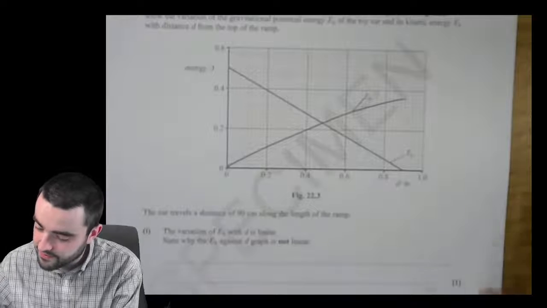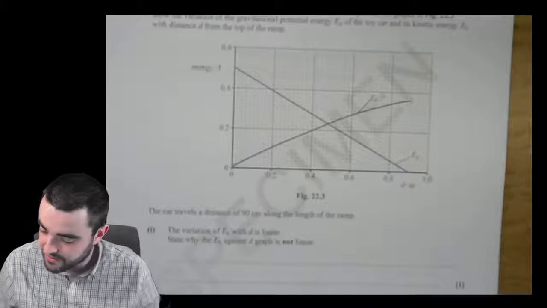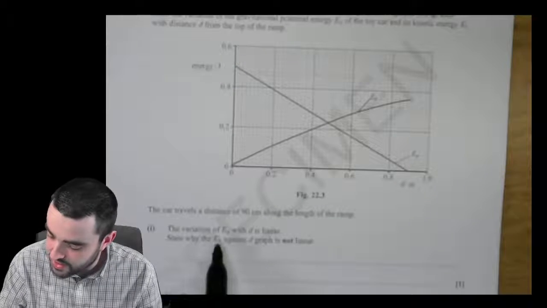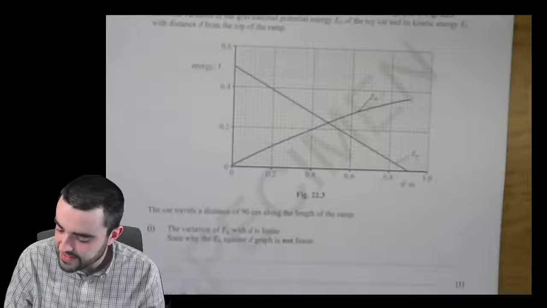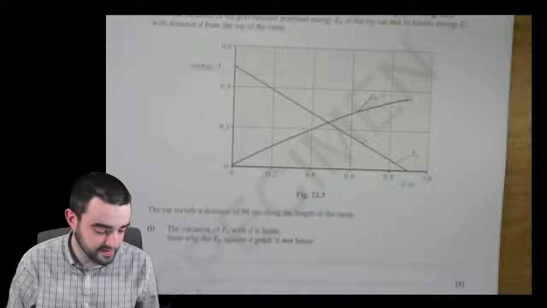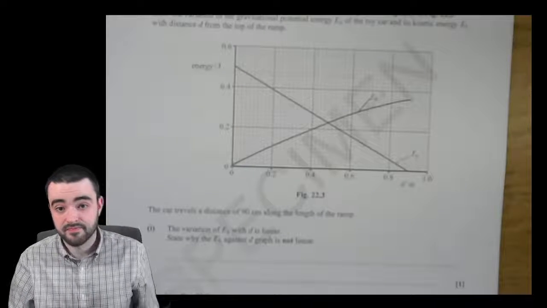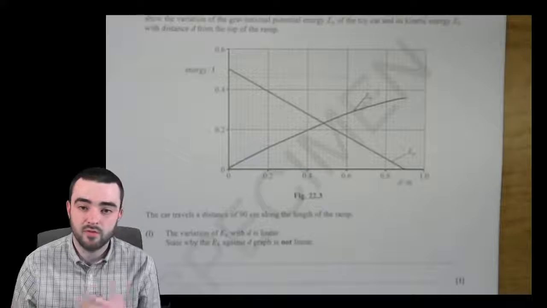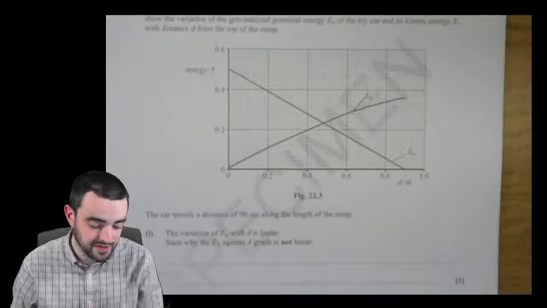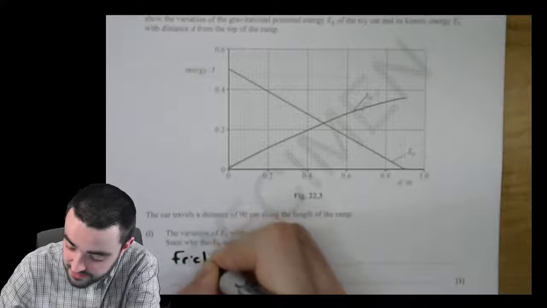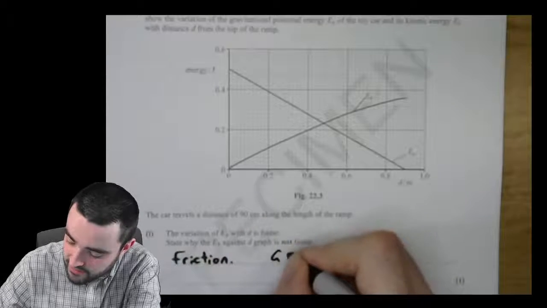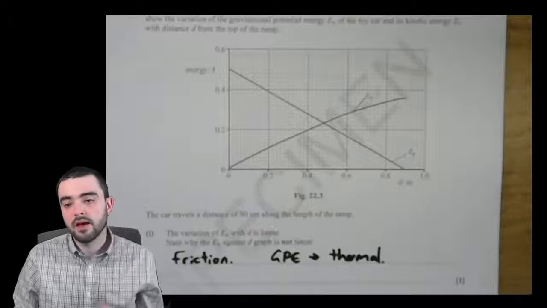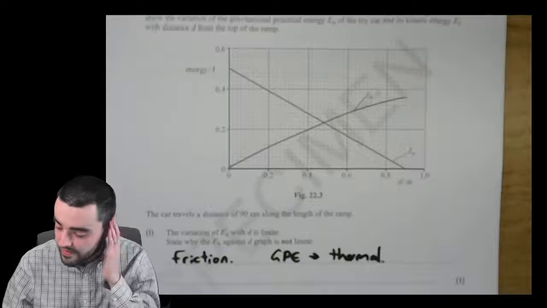So, a toy car is released from rest at the top of the ramp. 2 graphs show the variation of its gravitational potential energy and its kinetic energy with distance from the top of the ramp. The variation of the potential energy is linear, but the kinetic energy is not linear. Why is this? There's friction. This isn't a perfect environment where energy is transferred from one to the other without any losses. It's not 100% efficient. So saying that because there is friction, energy is going from GPE to thermal. You just needed some kind of idea about that to provide that answer.